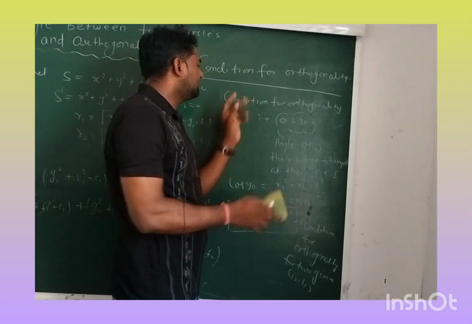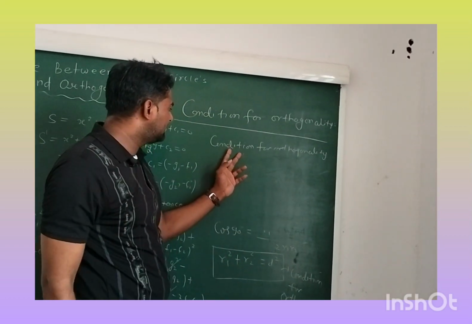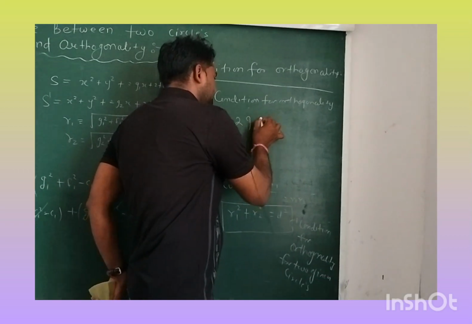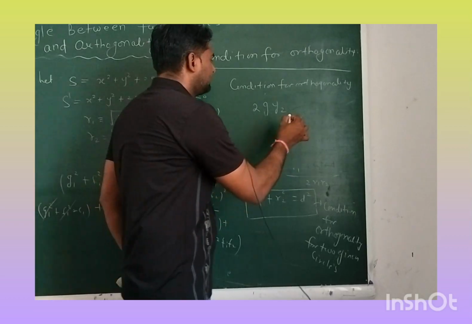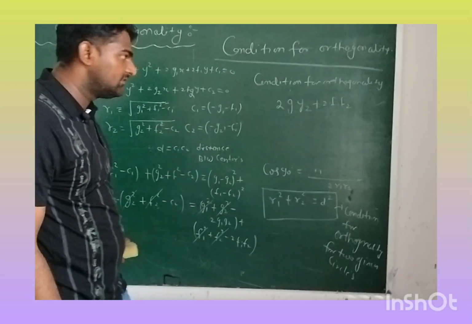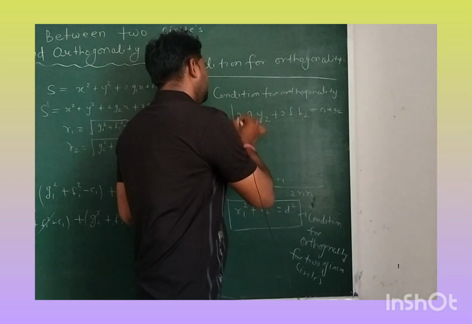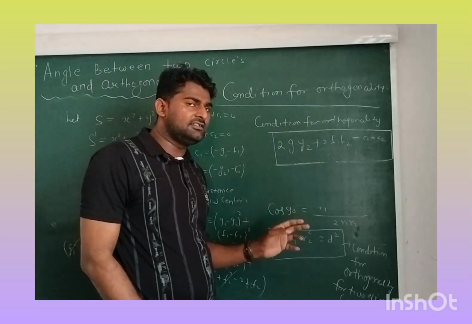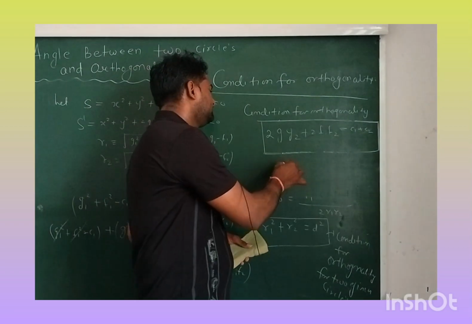Condition for orthogonality. So we write here, finally, the relation between coefficients. The condition for orthogonality is 2 g1 g2 plus 2 f1 f2 equals c1 plus c2, taking these two terms to this side. So this is the relation between coefficients for the condition for orthogonality. Either we use this condition or you can use the direct condition. Okay, thank you.